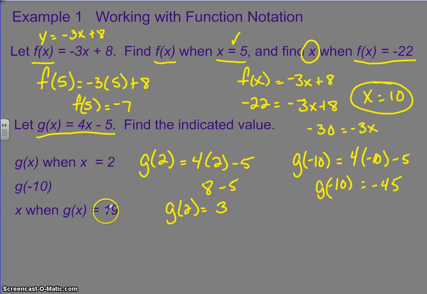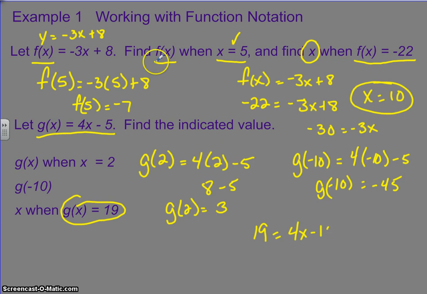Okay? Let's look at this one. What is x when g of x equals 19? So we're going to find x. Here's the substitution right here. So we've got g of x equals 4x minus 5. So instead of g of x, we're going to replace that with 19. So 19 equals 4x minus 5.